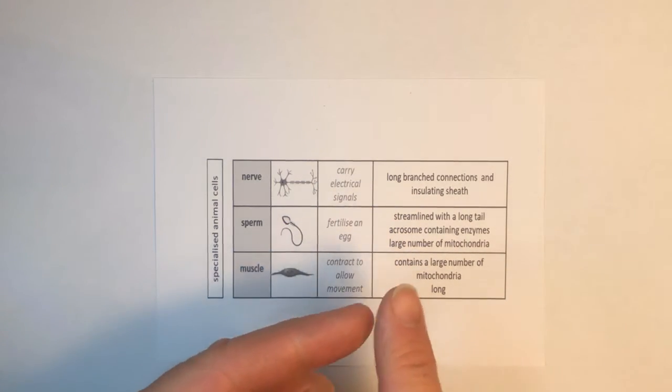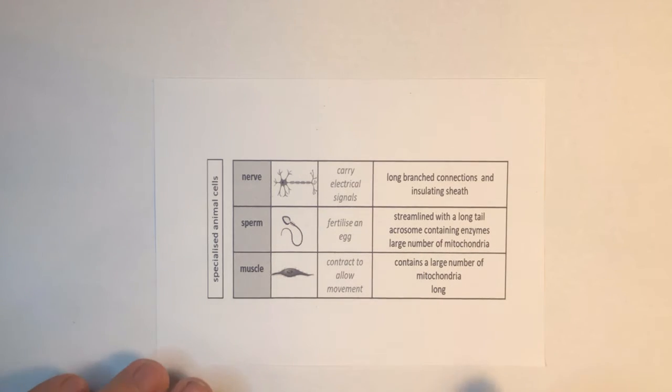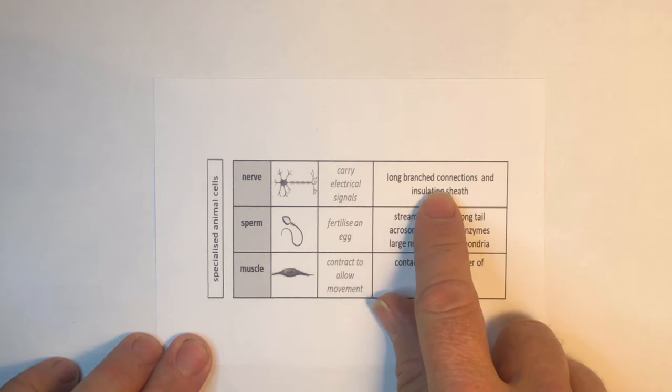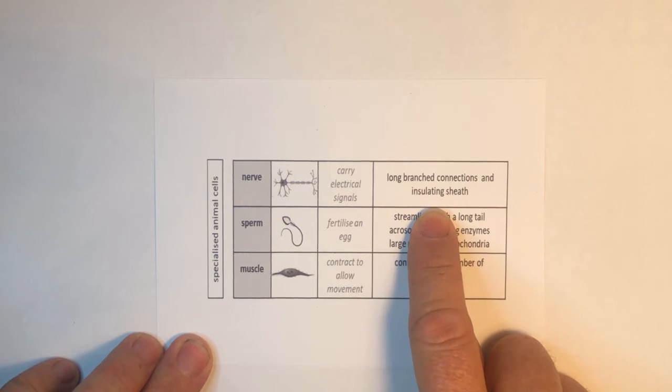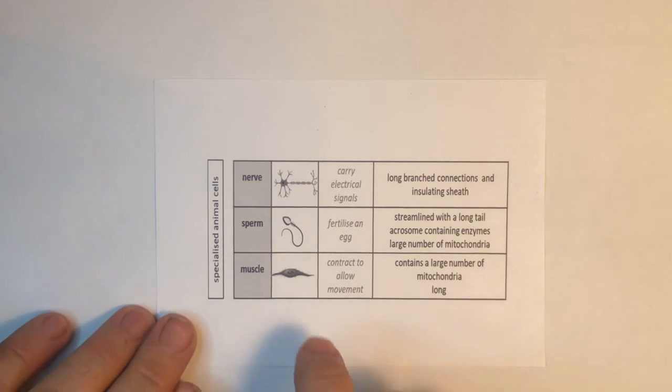So if I hurt my finger, an electrical signal goes down the nerves all the way to my spinal cord and does whatever it needs to do. They are long, branched connections with insulating sheaths. So basically that means around the outside of each individual nerve there's insulation, a bit like plastic around the outside of a wire. And if there wasn't any, all the electricity from the nerves would disappear.